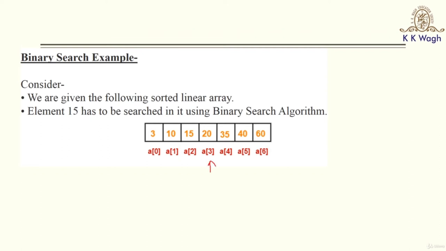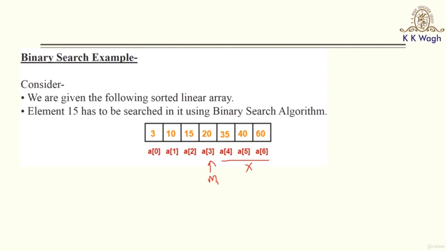So this is your M1, that is mid 1. Now we are going to compare this 15 with 20. We are comparing the element which we found at the middle with the element in question, that is nothing but the 15. Now we can see that 15 is less than 20. So now we are going to ignore this, because there is no point in searching for the 15 element over here, as it is less than 20. We are not going to get it.